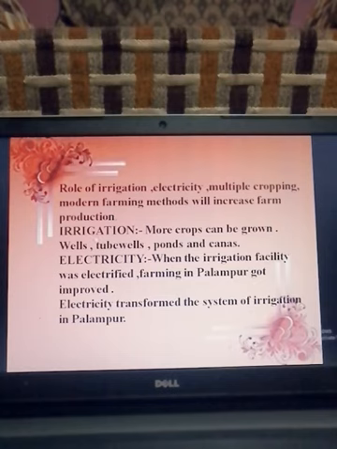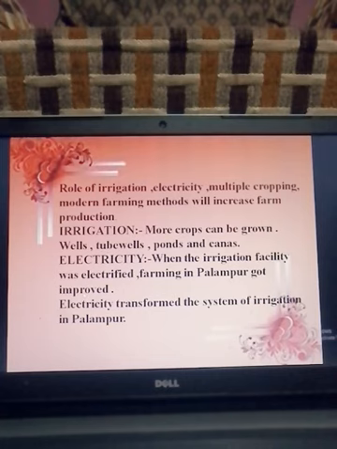Now what is irrigation? As you all know, it is supplying of water through wells, tube wells, ponds and other sources for the crops so that they can be grown. And this irrigation is helped by electricity. Electricity is very much available in Palampur. So when the irrigation facility was electrified, farming in Palampur improved.